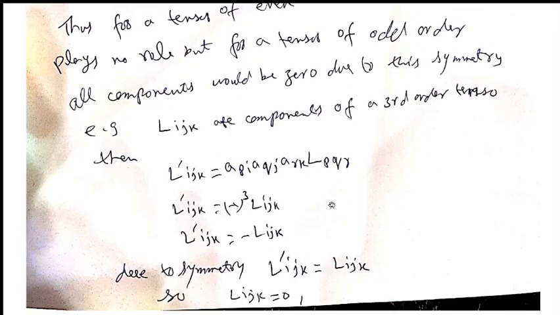Suppose, for example, you have Lijk. These are the components of a third order tensor. So the order of the tensor is 3, odd. Now we write the transformation law for the components of a third order tensor and use the transformation matrix. Then there will be minus 1 power 3 Lijk. So L dash ijk will be equal to minus Lijk. But due to symmetry, L dash ijk equals Lijk. So combining these two, we have Lijk equals 0 for all ijk.